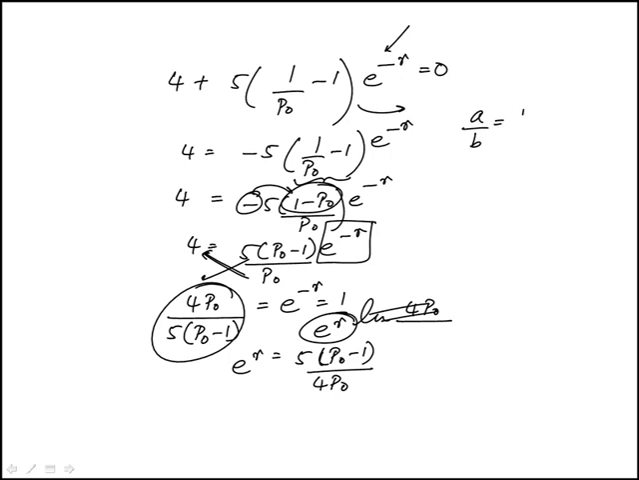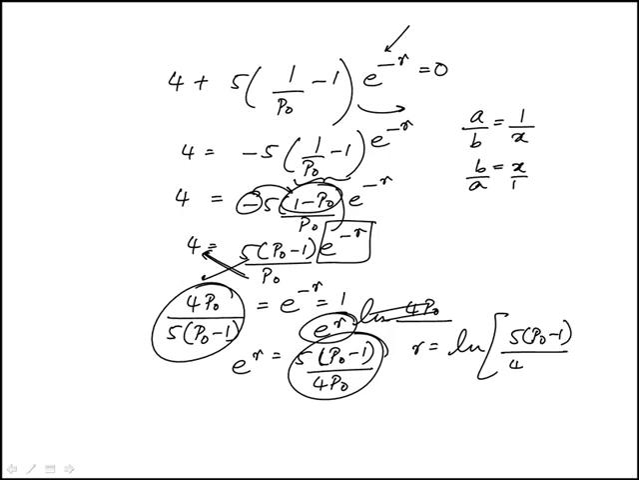So essentially it's like this: 1 over (a over b) is 1 over x, which means x is b over a. You can just flip them. So this is x over 1. That's kind of what I did here. And then r will be, I'll take a natural log of this expression. And if you look at the answer choices, it is indeed there, and it's answer E.